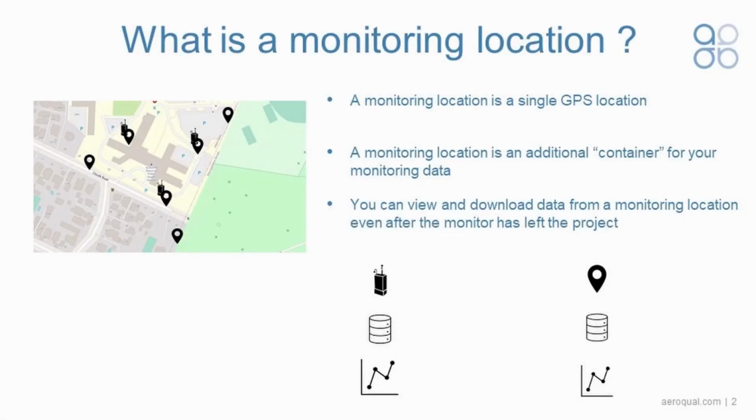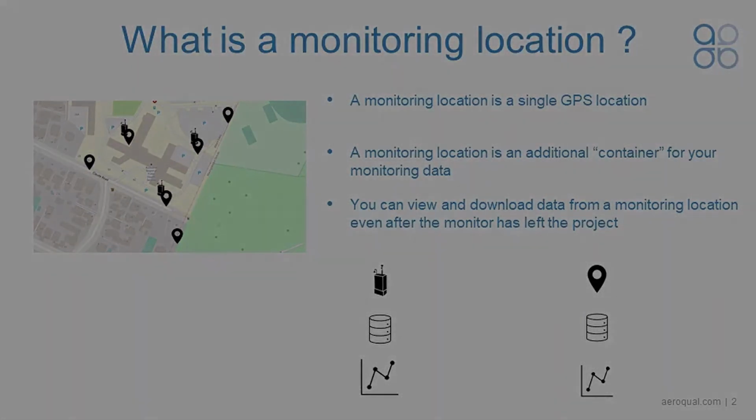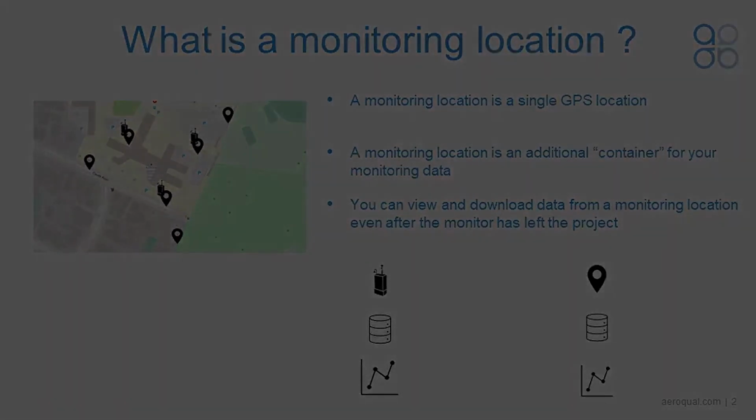So just to remind ourselves, a monitoring location is a GPS location, but what it is fundamentally is a container of data. It's a new way that Cloud stores data, a much more convenient way for Cloud to store data. Data is always kept on the instrument, that doesn't change, but it is now copied to a monitoring location if an instrument is placed at a monitoring location. And this is a really powerful way to manage complex projects and to keep track of historical data.